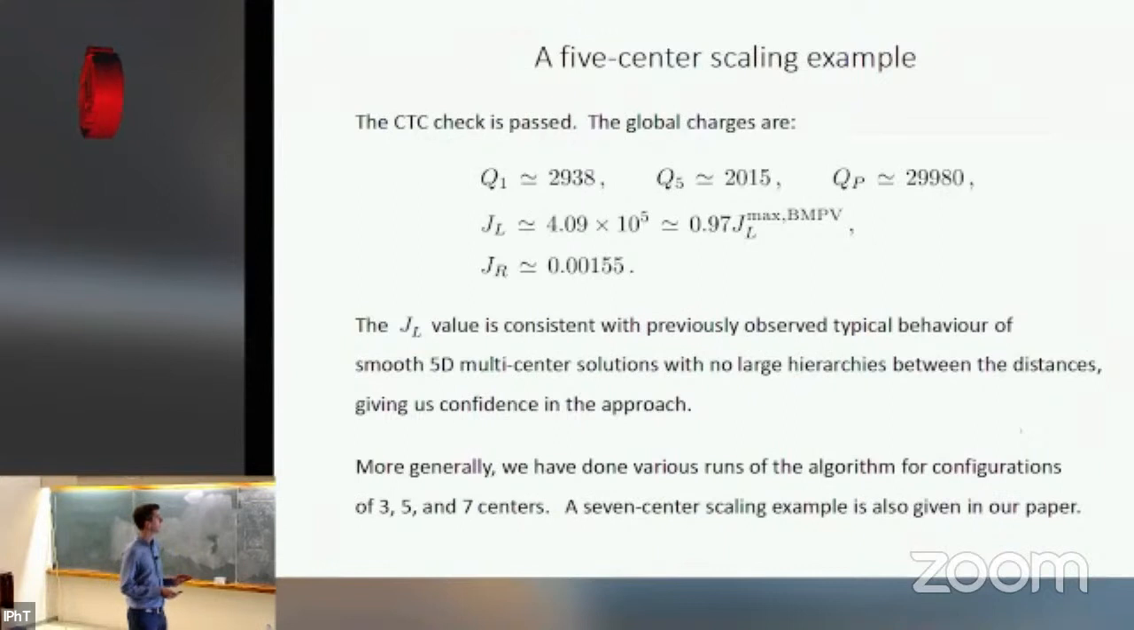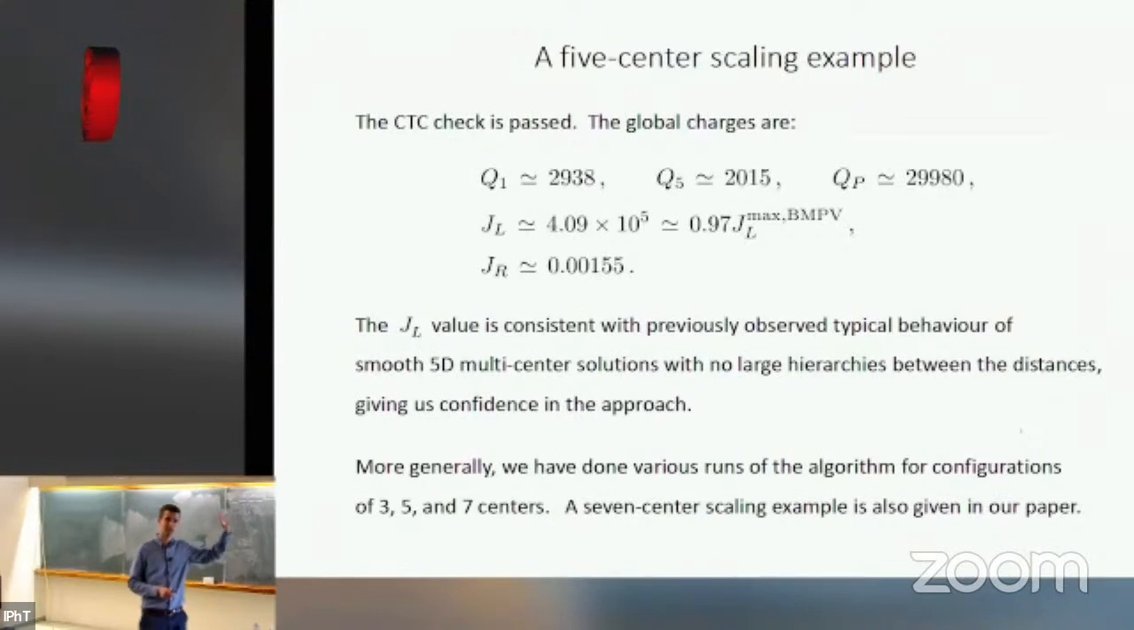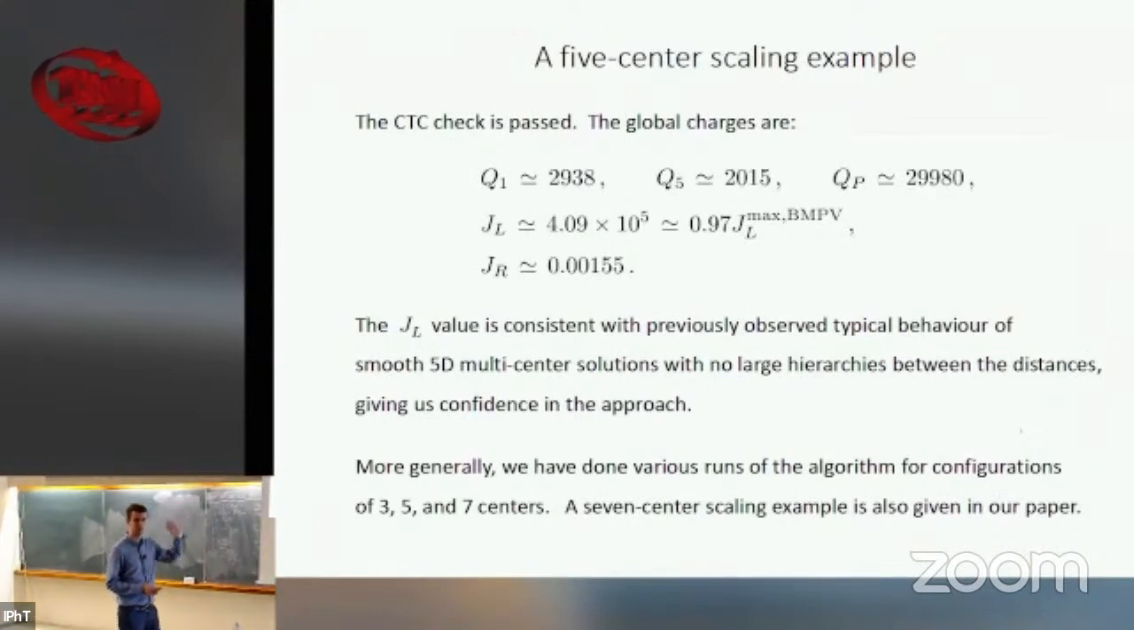And this is very consistent with the previously observed typical behavior of this type of configuration. What do I mean by this type? I mean, we chose Gibbons-Hawking charges which were plus or minus one, and we have no special hierarchies between the positions. And Josef and Pierre commented in a couple of papers that the typical output for J left of this is, in fact, slightly larger, like 99% of the maximum. Here it's 97%, but it's very consistent with the kind of behavior that you get for these solutions. This gives us some confidence that we're reproducing generic features of previous approaches.